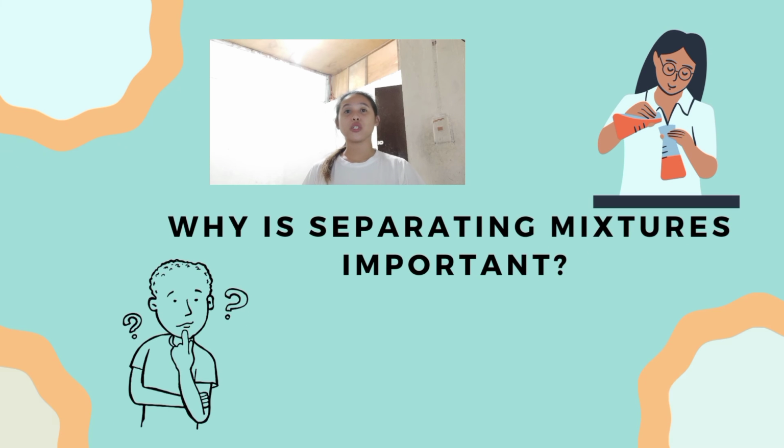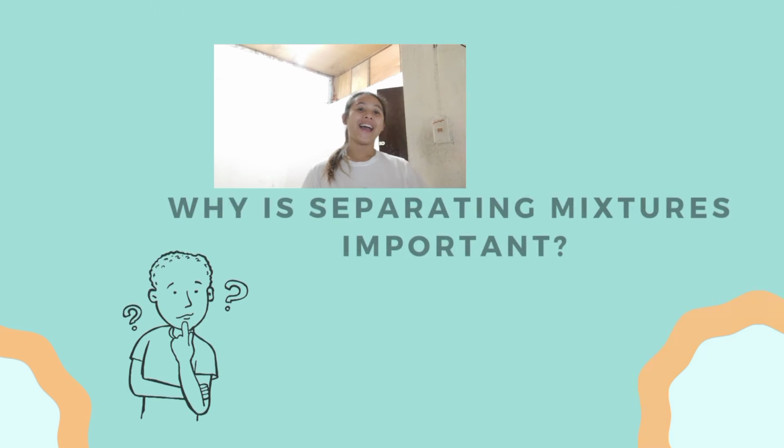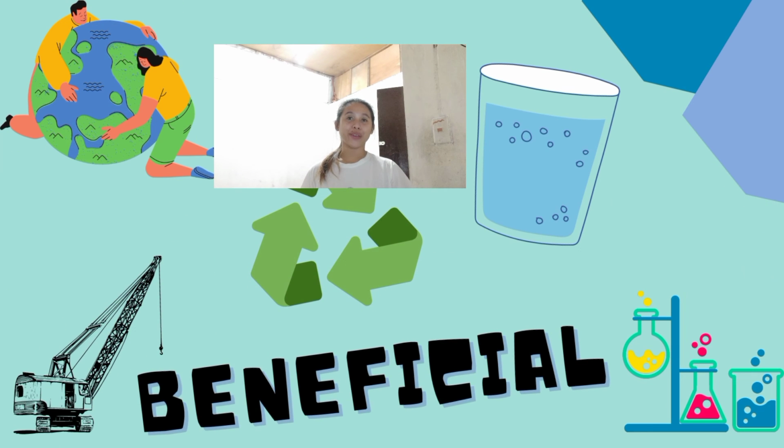A mixture is actually made up of pure substances, but they get mixed with each other in a mixture. Sometimes, the individual pure substances are more important than the mixture. Thus, separation of substances is necessary to obtain pure substances for domestic purposes, industrial purposes, and research work. And also, separating mixtures is beneficial in our everyday life.